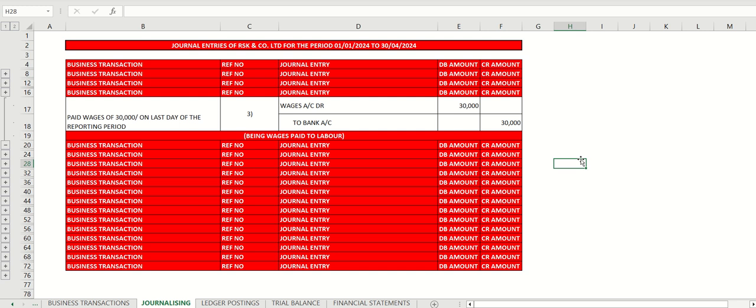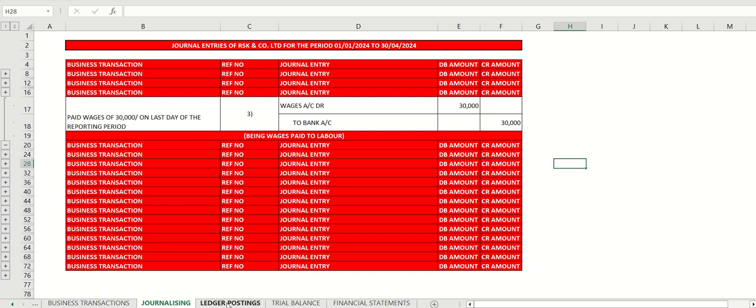Let's move to the third phase of an accounting cycle, which is the ledger creation phase. In that one, I would be showing you what ledger accounts are supposed to be created and how these journal entries are required to be posted in those respective ledger accounts. What are the ledger accounts we are supposed to create? One is the wages account and the other one is the bank account. Regarding the bank account, we have already created it because there were a couple of transactions already transacted.